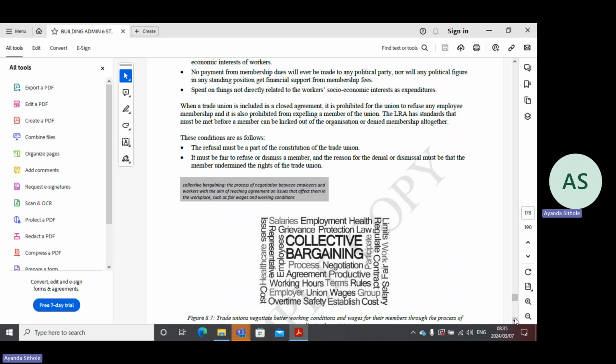So we have the conditions for refusing or expelling members. The refusal must be a part of the constitution of the trade union. It must be fair to refuse or dismiss a member, and the reason for the denial or dismissal must be that the member undermines the rights of the trade union.